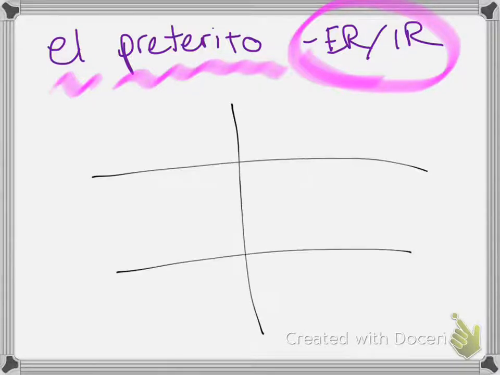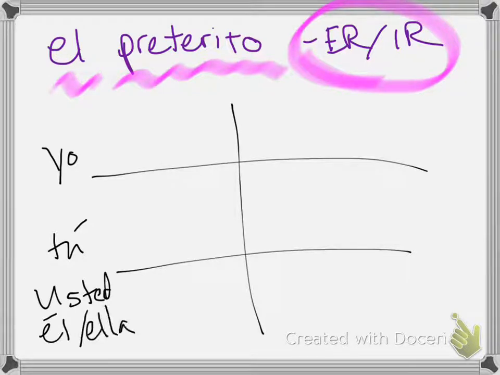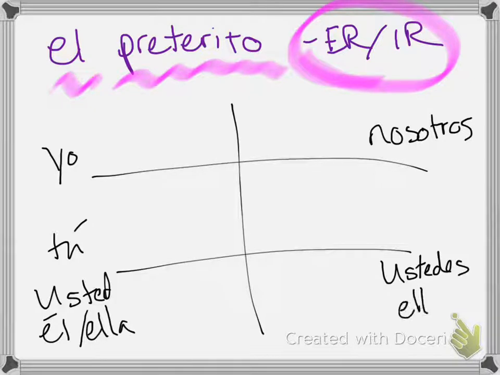Vamos a empezar con nuestra tabla. Entonces aquí tenemos yo, tú, usted, él o ella, popular group down there, nosotros, and then we have ustedes and ellos o ellas down here. Okay, so just like we did before, we're going to have our verb. Okay, for example, comer, which is to eat.